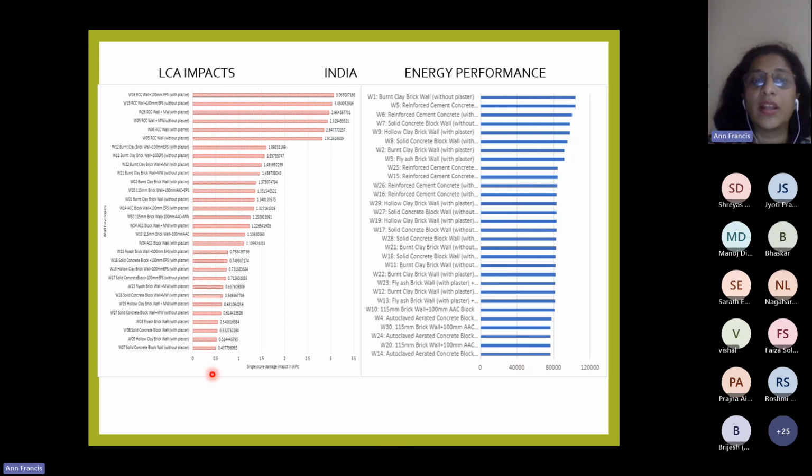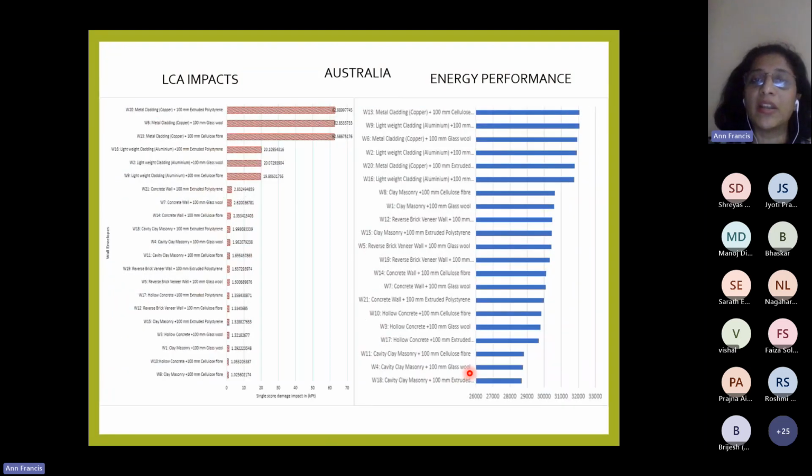So if we look at AAC blocks in terms of impacts, it's somewhere in the middle. It has some amount of environmental impact, but in the long term, its energy performance is pretty good, so we can go for these kinds of materials. The choice of materials can be very much influenced by the environmental impacts of material manufacturing and the performance of that material when it is used in the building.